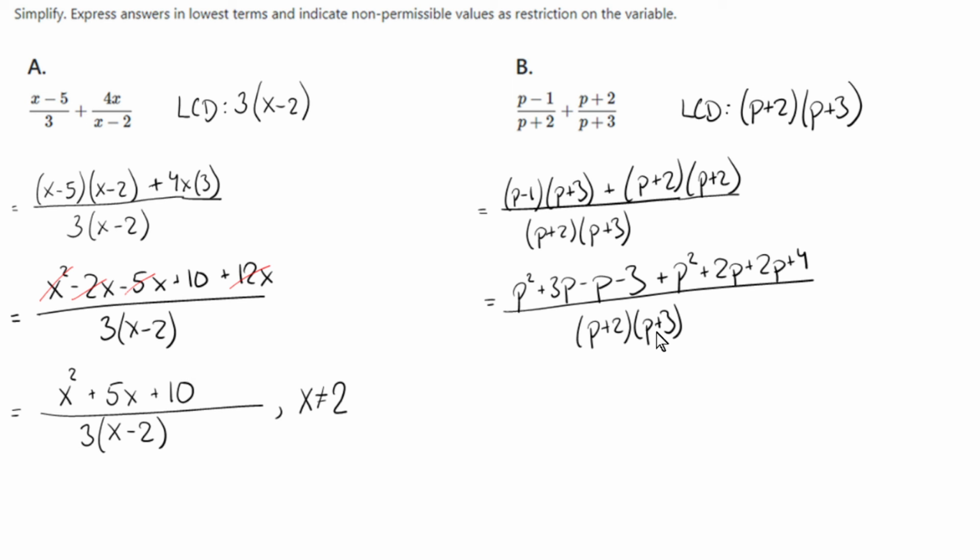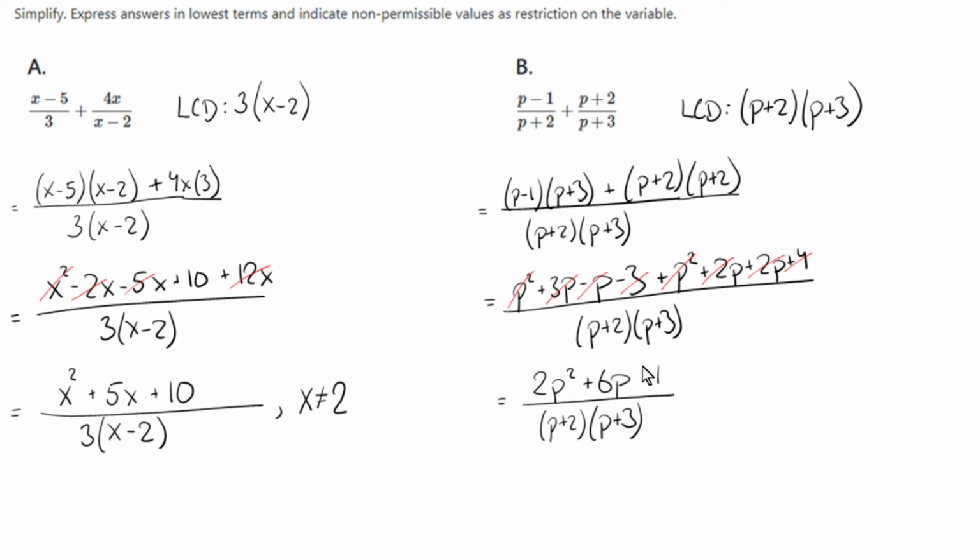Now we can combine like terms. We have 1p squared plus another p squared. That's going to be 2p squared. Then we have 3p minus p, that's 2p, plus 2p is 4p, plus 2p is 6p. And then we have the numerical constant. So negative 3 plus 4 is 1. The denominator is p plus 2 times p plus 3.